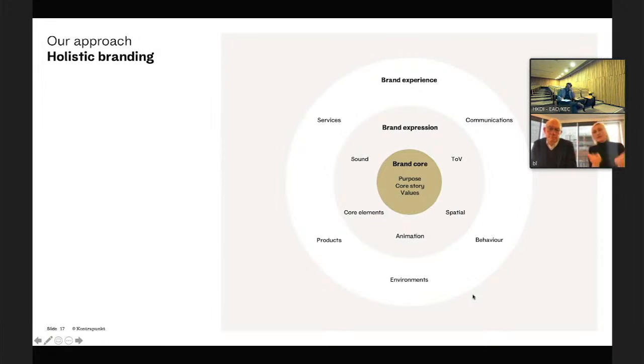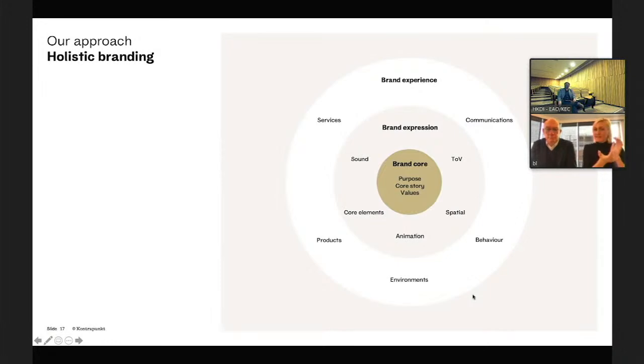So there are all different parts of the overall brand expression that you can tap into. Sound is a really interesting and relatively new area to tap into. We all know how it sounds when we open a MacBook, for example. So this is also one aspect of the entire brand expression.